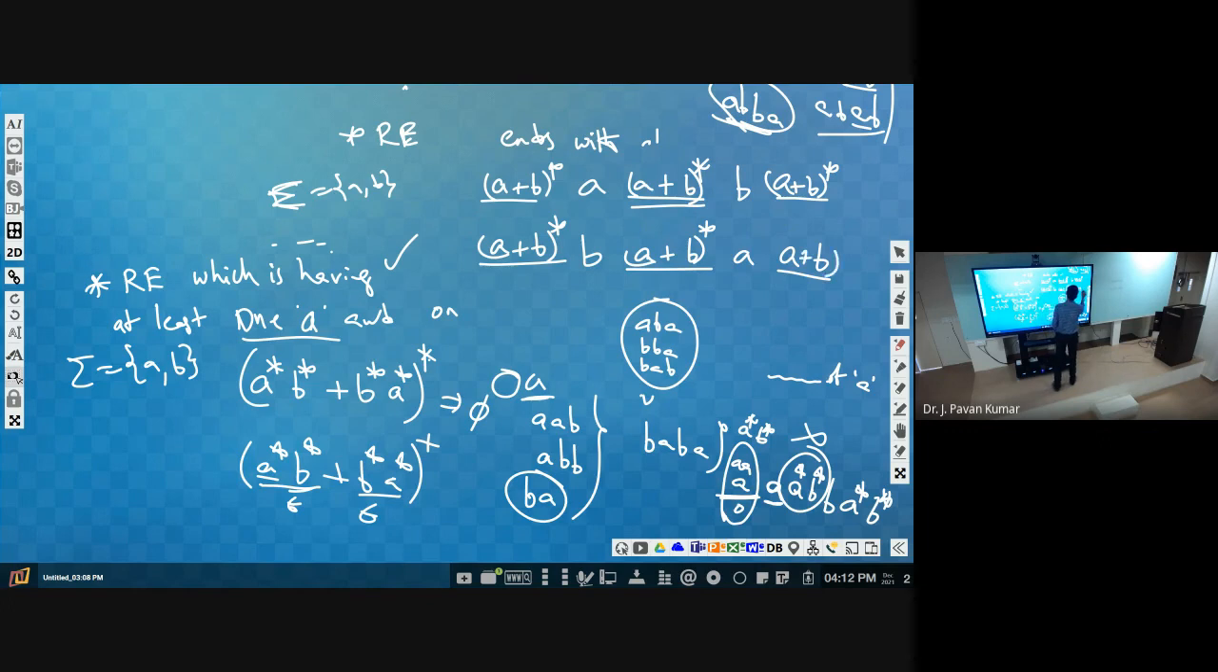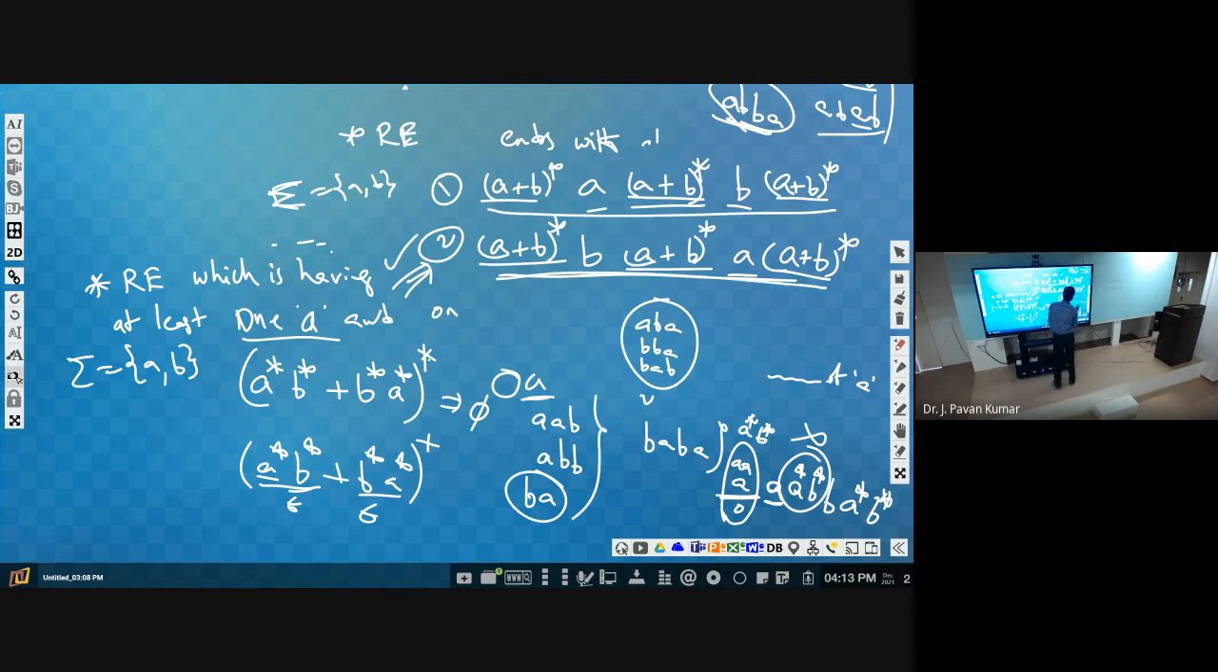Shall I repeat? Yes, sir. Now A can be followed by B, B can be followed by A. Like that we have considered two possibilities. In both possibilities we will be having (A plus B) whole star prior to B, and (A plus B) whole star post B. Similarly here also. Now either this one or this one, both are allowed, right? For this question both are allowed. Either it can take this one or this one.